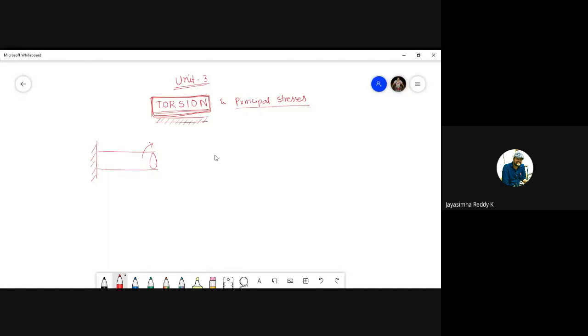Where do you find this kind of twisting force applications? In general, where do you experience torsion? Where can we see torsion, students? Automobile. Wheels. Tracks. Transmission shaft. Anything else?